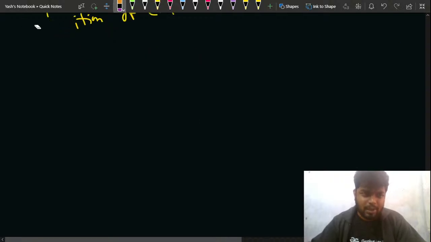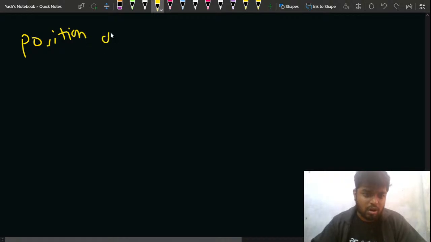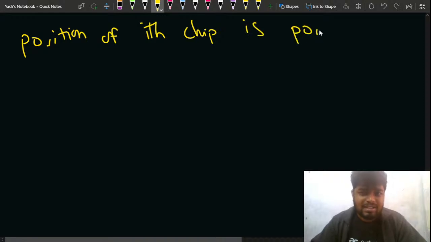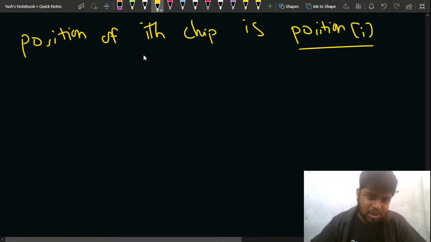In this, you have to just notice one thing, that position of ith chip is given as position of I in the array, right? The value of the chip, that is the number of the chip, is I, and its position is position I in the array, right? What does this mean?